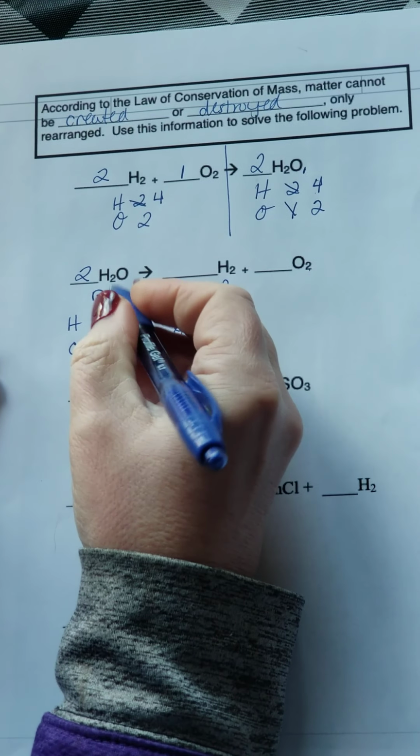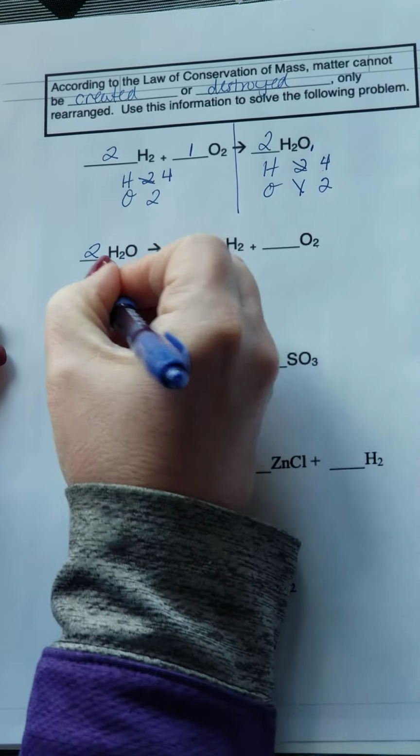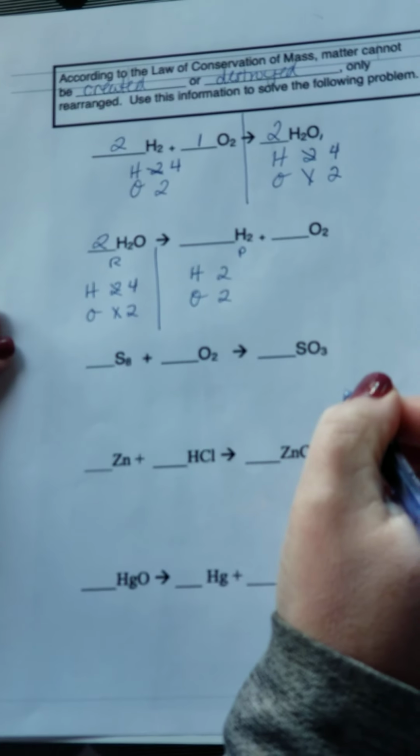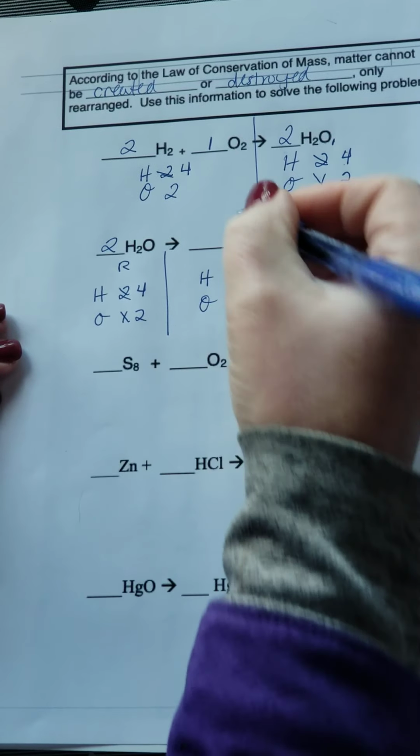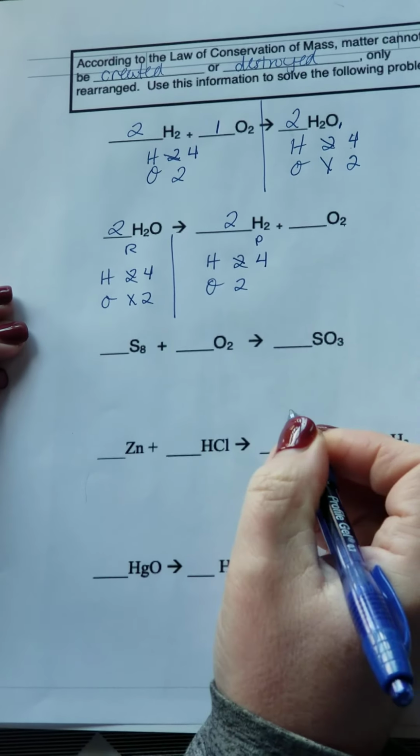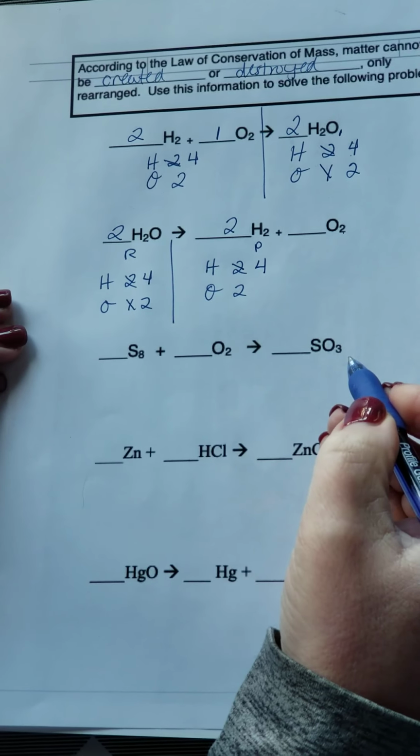That's going to change both the H's. So the H's are now 4. The O's are now 2. The O's match, the H's do not. I'm going to come back here and put a 2. 2 times 2 is what's giving us the 4.